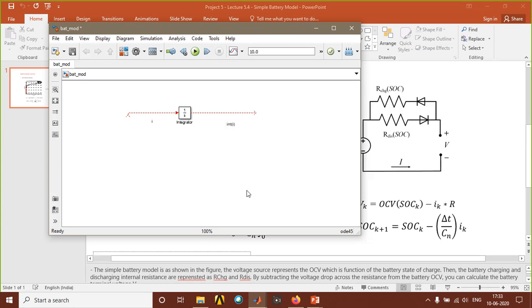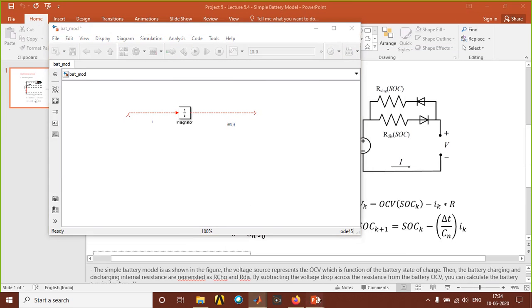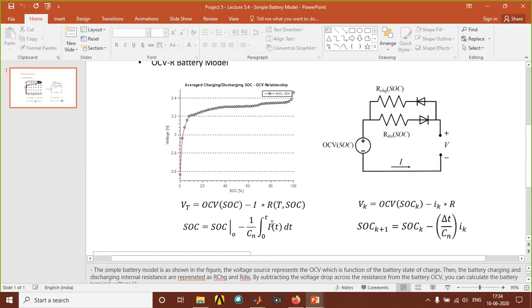You may ask me, where is the current? Where is the output? You may ask me so many doubts. I'll answer them one by one. Now I have the integration of my current. Next, the integration of my current is with respect to 0 to t. When you take Simulink, we have two things. One is the S domain, another one is the time domain.